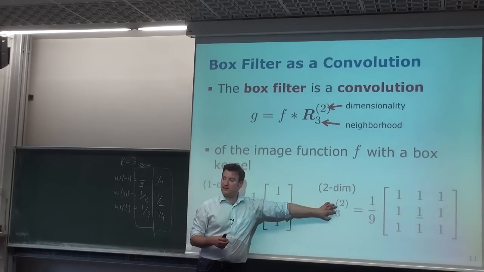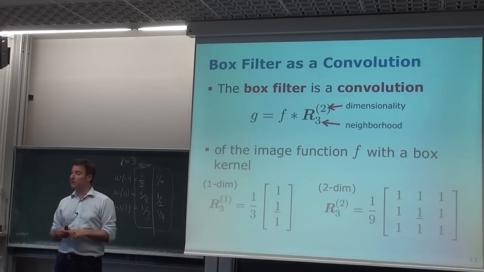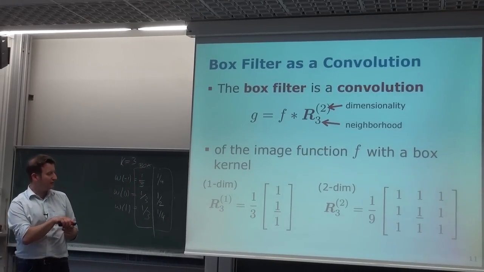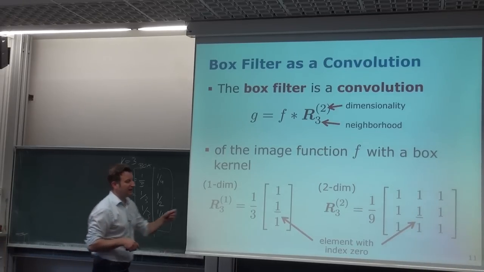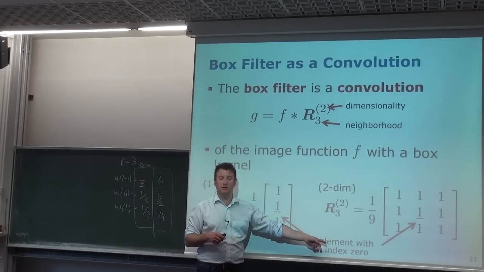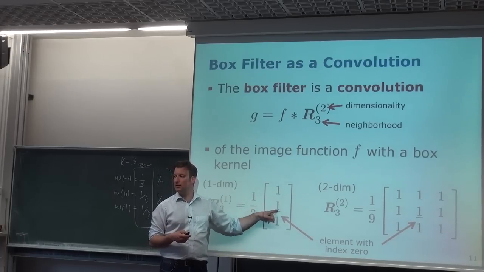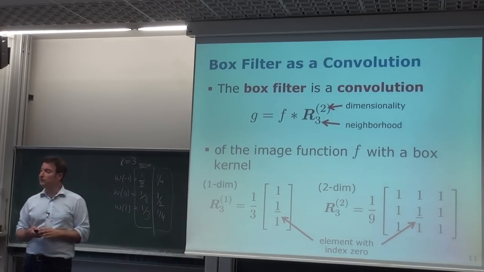So this is my kernel function for the 2D case, and this is my kernel function for the 1D case for the box filter. Some values are underlined over here, those two. This means this is the element with the index 0. So W of 0 returns me this value over here, just to define where the 0 index is in those functions.